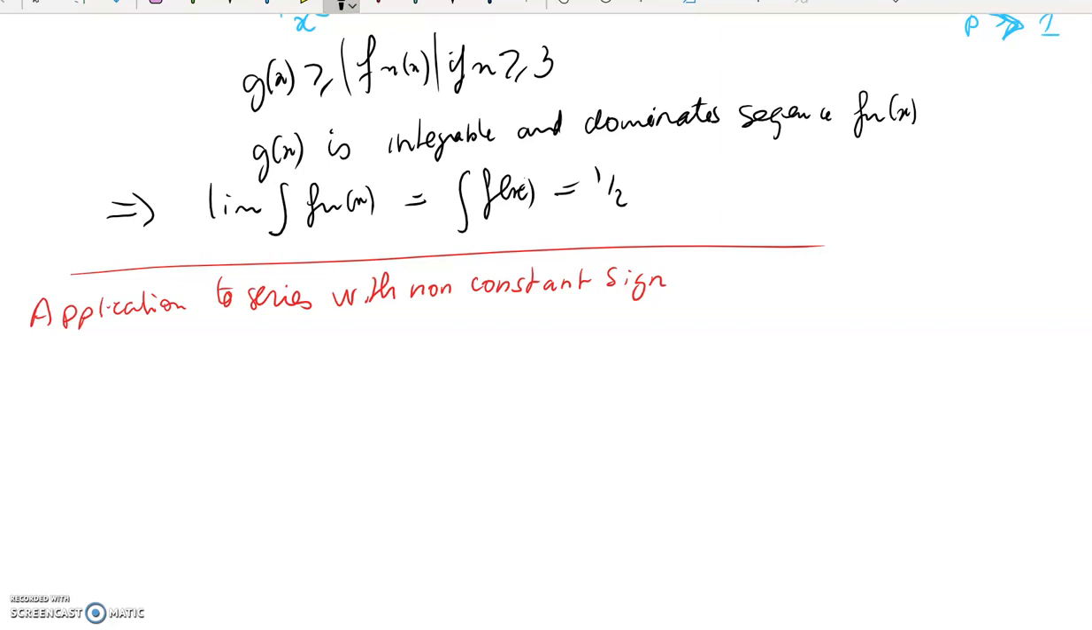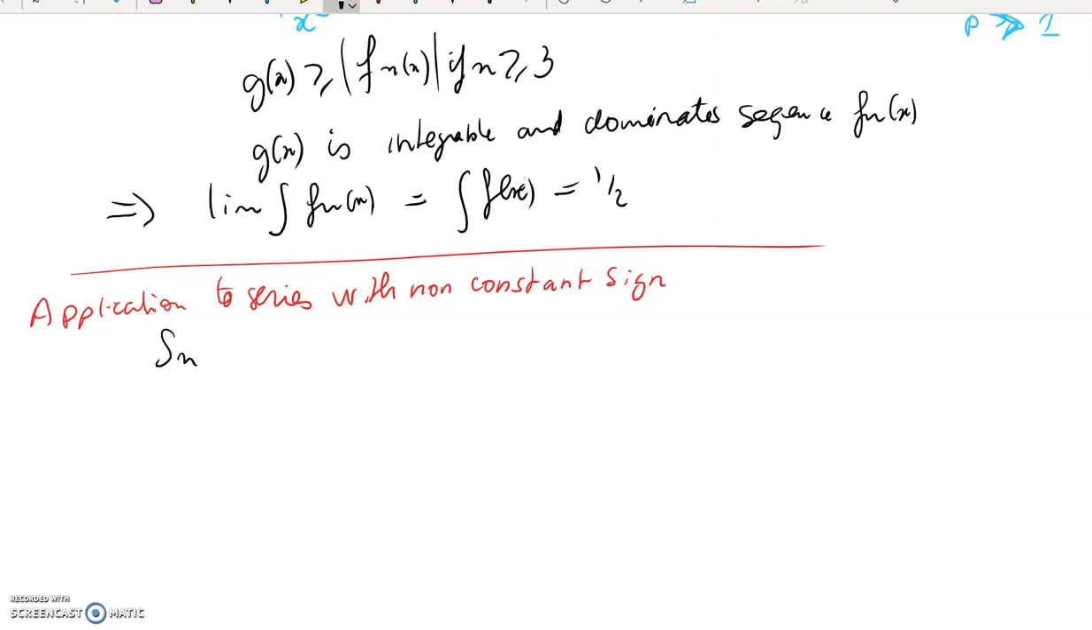So now let's see how we can apply this theorem to series with non-constant sign. If you remember, if your series is positive, we can apply the Beppo Levi monotone convergence theorem very naturally. So now what's happening if your series has terms with a non-constant sign?